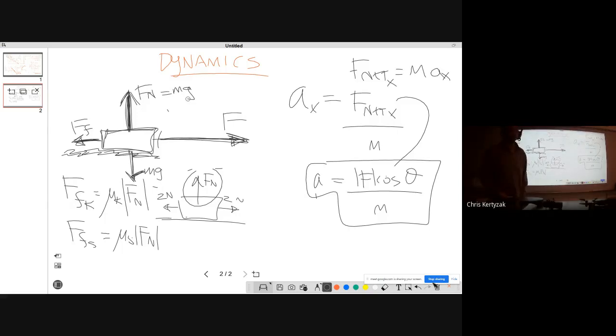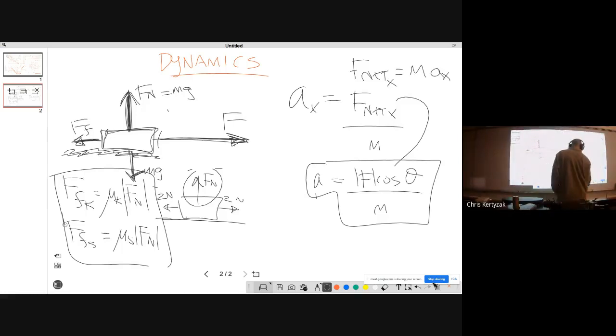Sideways forces don't affect vertical forces, and vertical forces don't affect horizontal forces. It's called the independence of motion if you want to read more about it. Sideways stuff doesn't affect vertical stuff, and vertical stuff doesn't affect sideways stuff. So these are on your equation sheet.